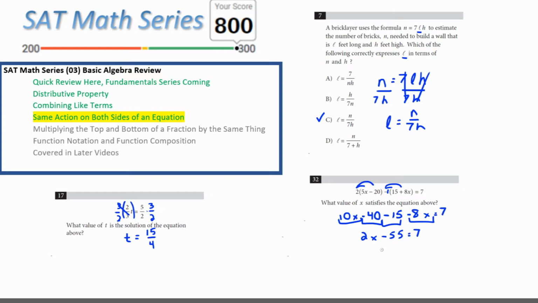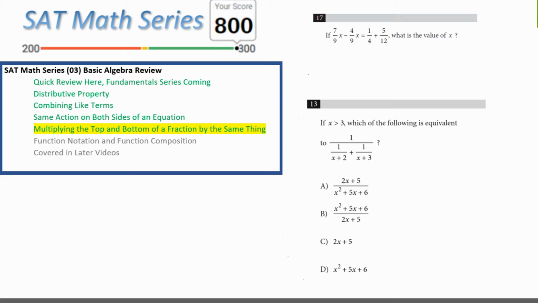Now, to get x by itself, we don't want to divide by 2 yet because you'd have to divide the entire left-hand side by 2, and thus it would distribute over this minus. So it makes sense to add 55 first to both sides. Like so, and you would get 2x is equal to 62. Dividing both sides by 2 now will give x equal to 31. So hopefully this is familiar to you.